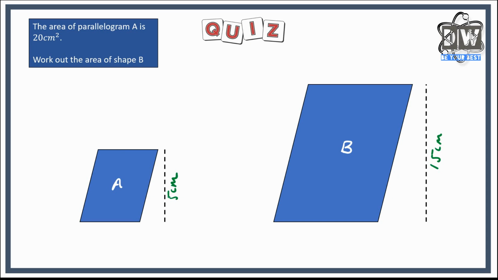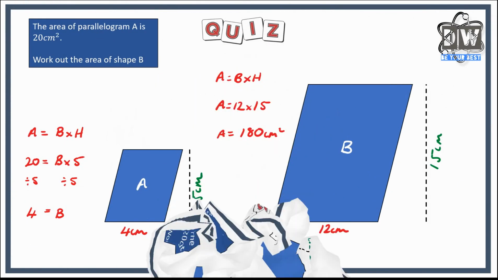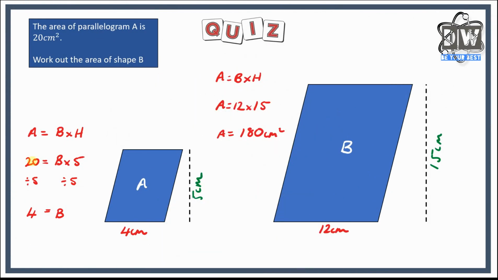Okay, here we go. Answers here, base times height. So we knew what the area was. It was 20 equals base times height. We didn't know what the base was, but we knew what the height was. Divided both sides by 5. The base was 4. Okay, so how do we get from 5 to 15? Times it by 3, so we times 4 by 3 to get to 12. Then we use that information, and the area was 180 centimetres squared.